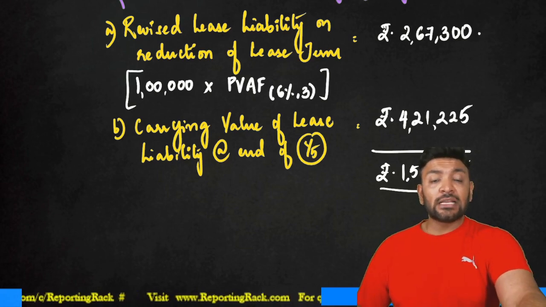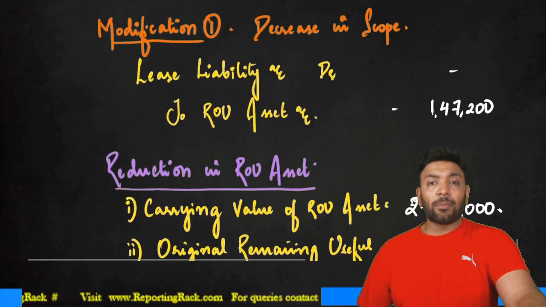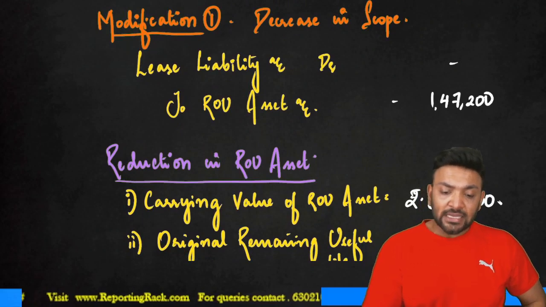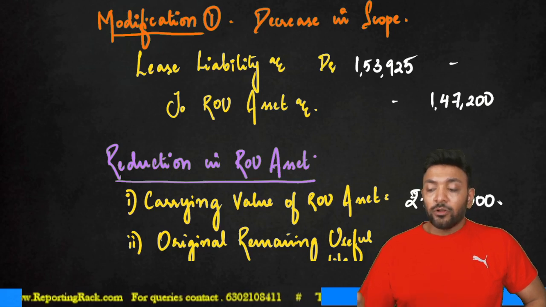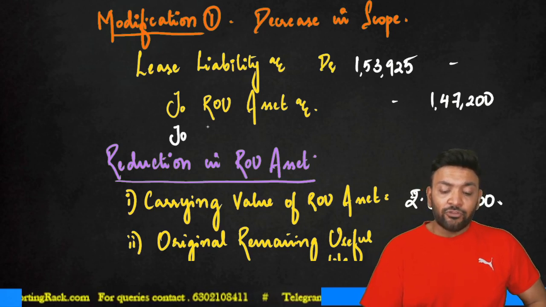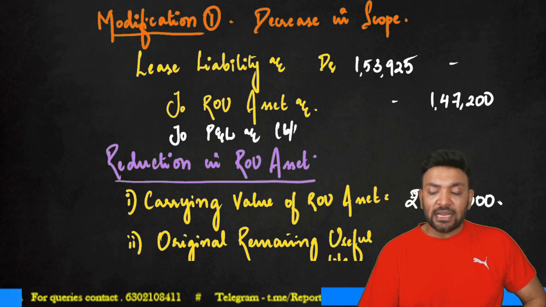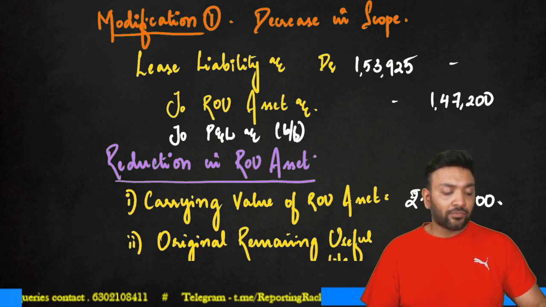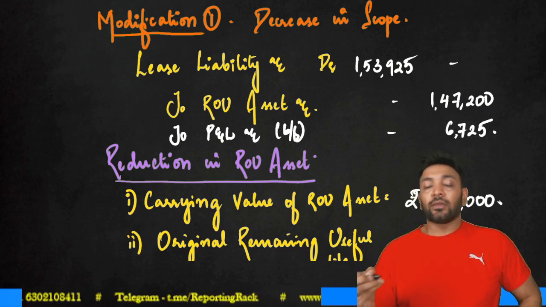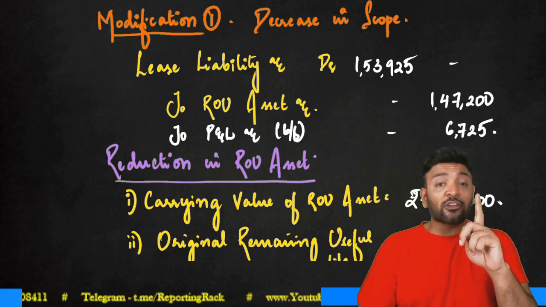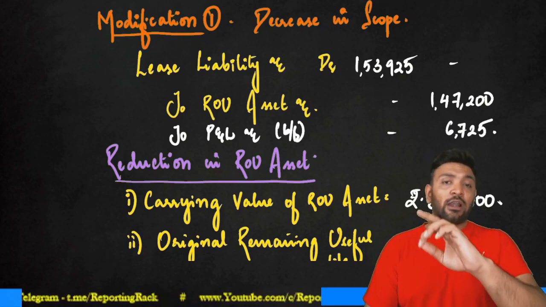Now this reduction, if I go up above and place it into the entry, look up above, decrease in scope, pass the entry, 1,53,925. This should result in some difference which is transferred to P&L. It is nothing but my balancing figure, 6,725. This is answering the first part of the question, where there was a decrease in the scope of the lease and there is a lease modification.